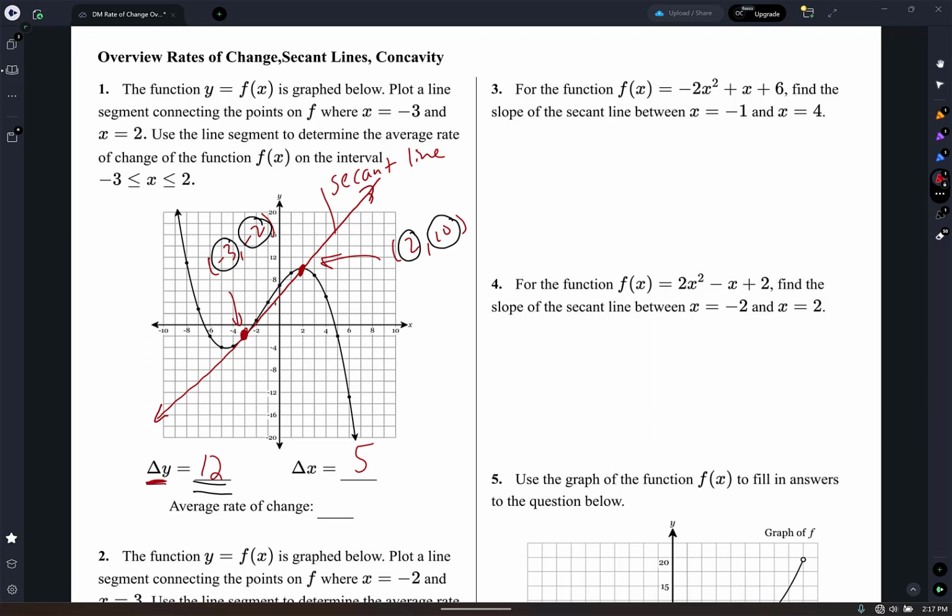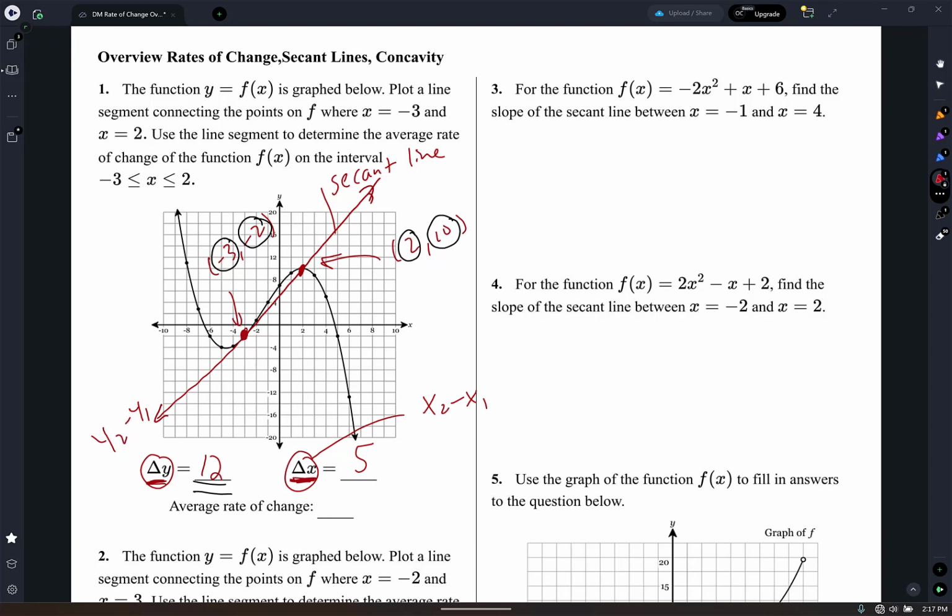Sometimes they call this vertical displacement. Sometimes they call the delta x horizontal displacement. Change in y, all that means is y2 minus y1. Change in x, all that means is x2 minus x1. Any questions so far, guys?